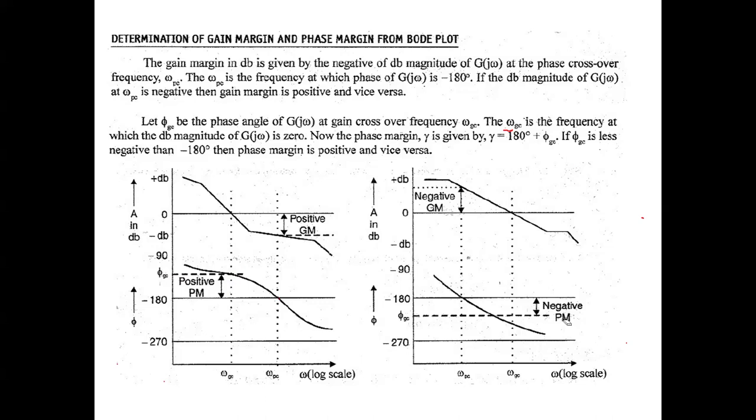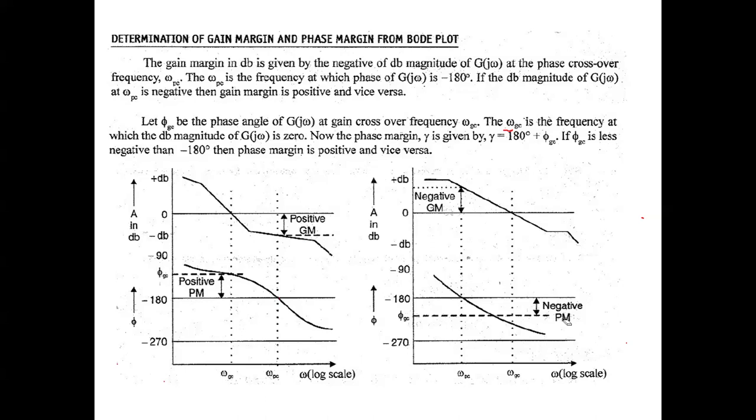Positive gain margin means when the gain value is negative, then the gain margin is positive. When the gain value is positive, then the gain margin is negative. Similarly, if the phase value is less than minus 180, then the phase margin is positive. If the phase value is greater than minus 180, that is between minus 180 and minus 270, then you will get a negative phase margin.